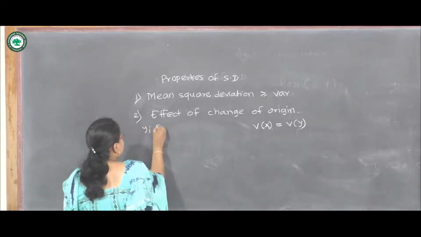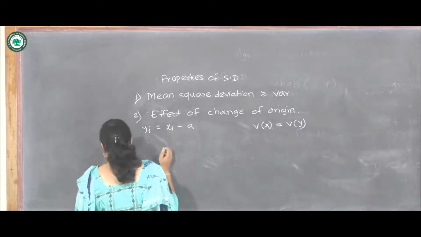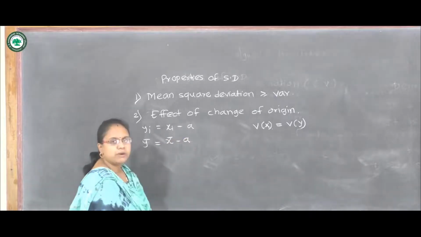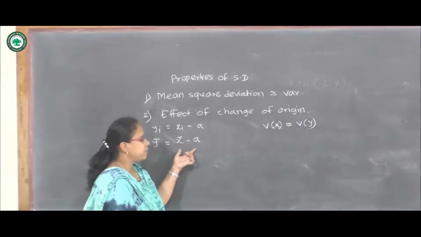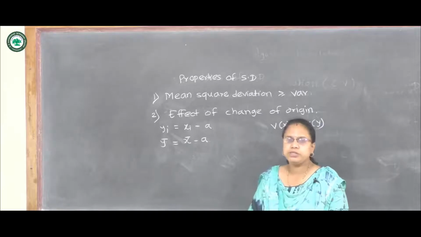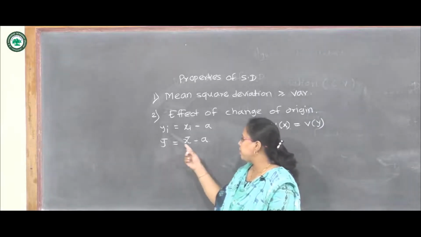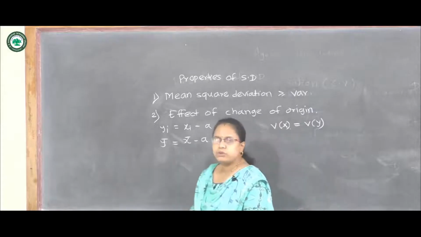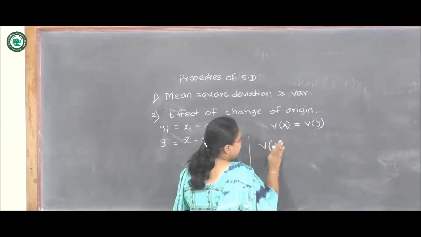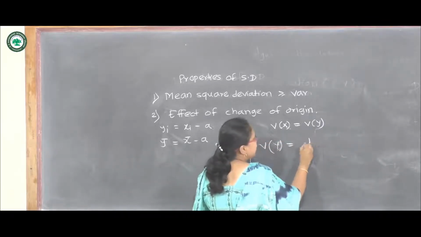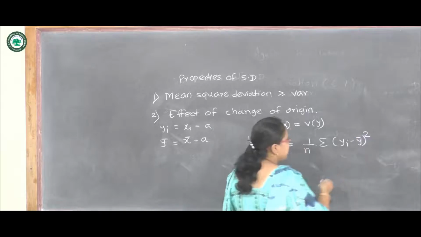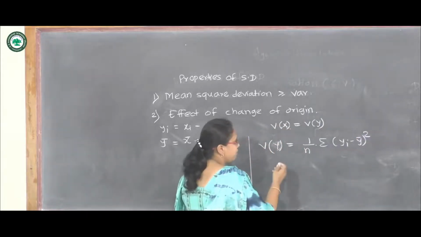So here yi equals xi minus a. We know that y bar equals x bar minus a from the property of arithmetic mean, or property of average, that the average is affected by change of origin. So that's why y bar equals x bar minus a is known to us. So by definition, variance of y can be calculated by 1 upon n into summation of (yi minus y bar) whole square, which is written from the definition of variance.